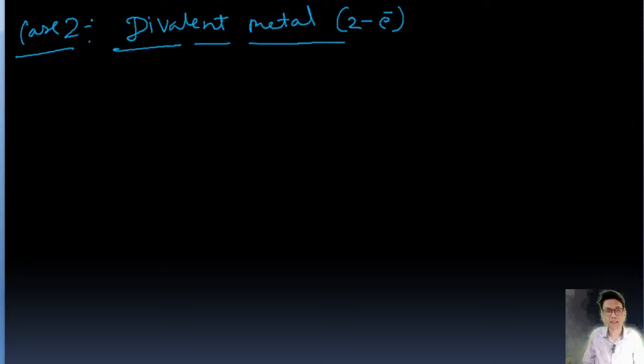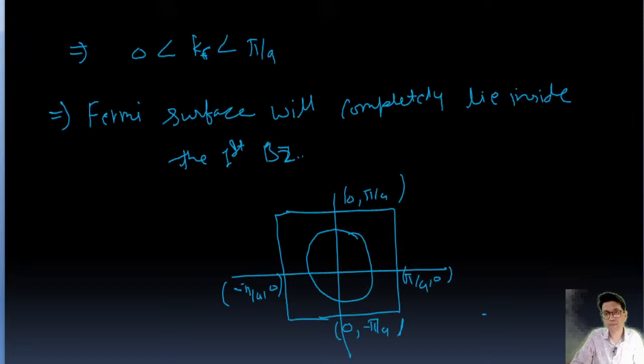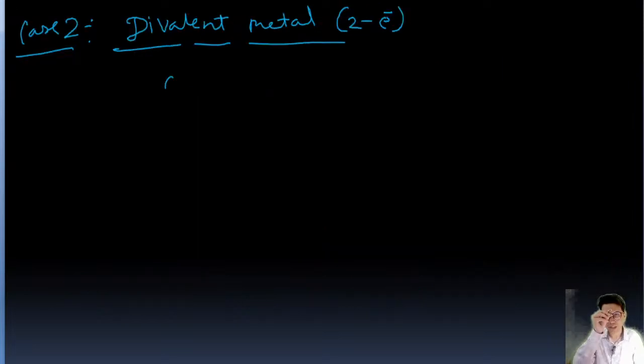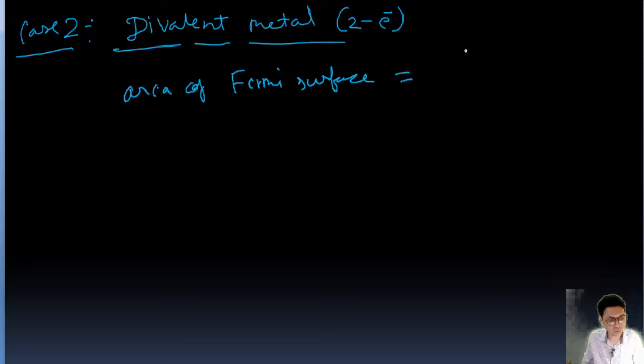Okay, for a divalent metal, this is important. For monovalent we have seen the area of the Fermi surface is the area of the Brillouin zone by 2, right? So case second is for divalent metal. The area of the Fermi surface is going to be equal to the area of the Brillouin zone.